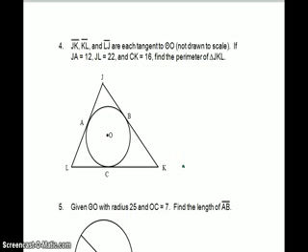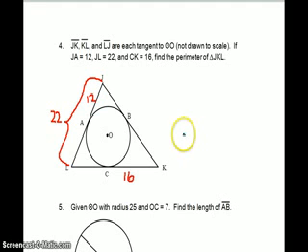Number 4. JK, KL, and LJ are each tangent to circle O, not drawn to scale. JA equals 12. JL is 22. This whole thing over here is 22. And CK equals 16. Find the perimeter of JKL.